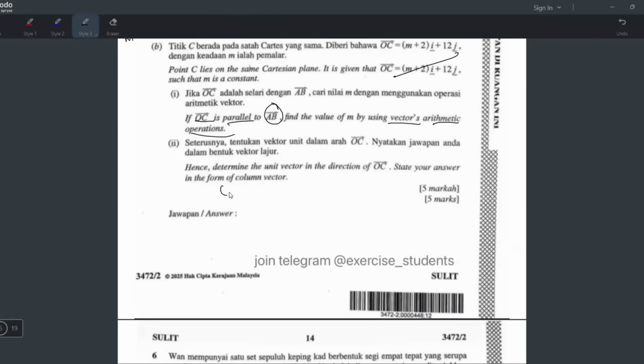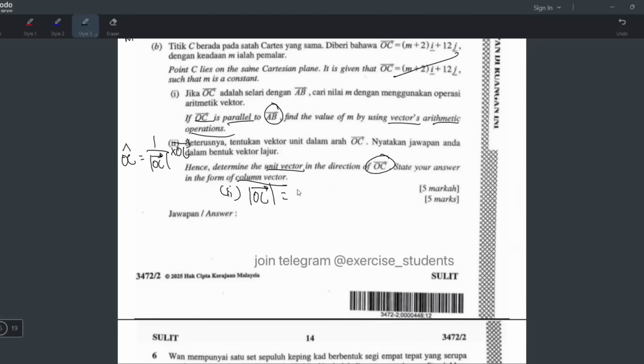Hence determine the unit vector in the direction of OC. State your answer in the form of column vector. Okay, this question specifically says column vector, so we have to follow. Alright, so what is the unit vector formula? In order to find the unit vector, the symbol is like this, the formula is 1 over magnitude of OC times vector OC. That's the formula for unit vector. So we have to find the magnitude of OC first, right?